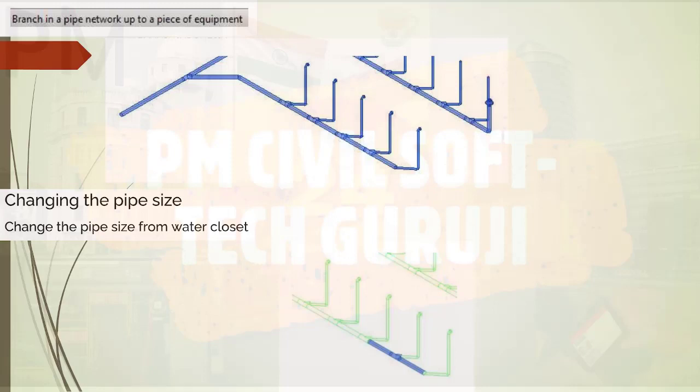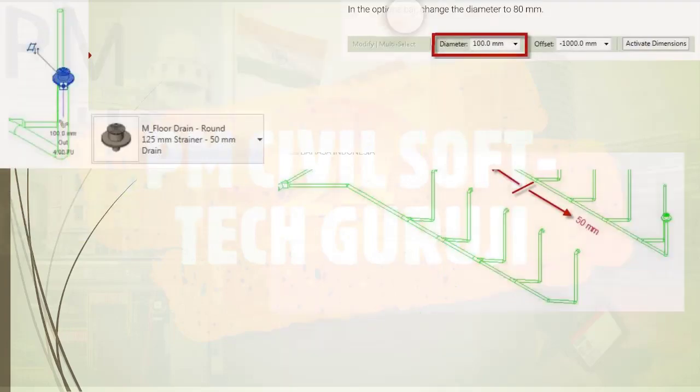In the image you will see, you select by holding the Control key. Press these pipes. Holding the Control key allows you to add more objects to the selection set. You will see a plus sign near your mouse cursor when you press the Control key. In the option bar, change the diameter to 80 mm.